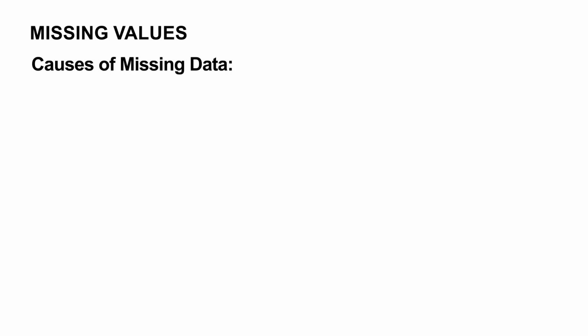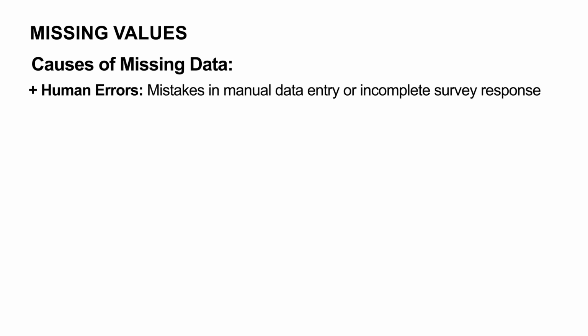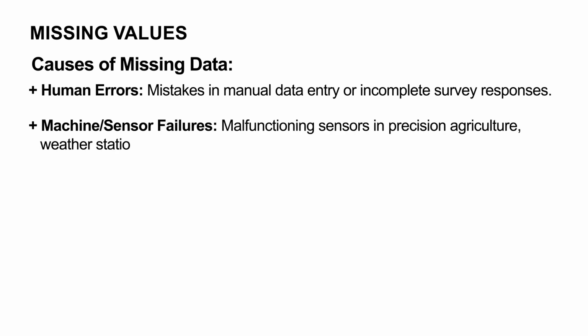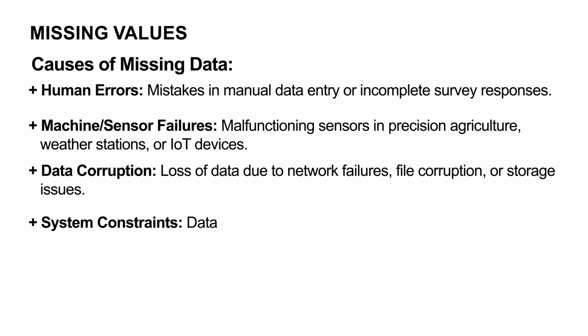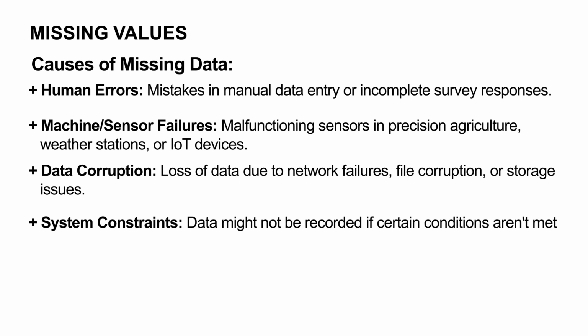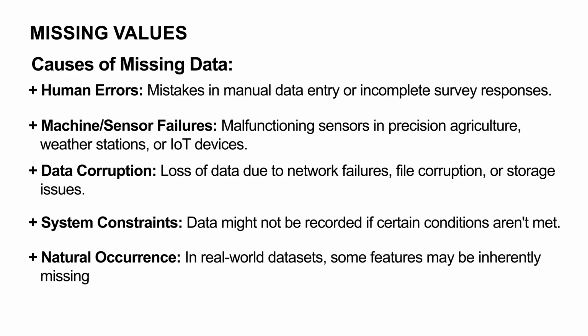Causes of missing data. Human errors: mistakes in manual data entry or incomplete survey responses. Machine sensor failures: malfunctioning sensors in precision agriculture, weather stations, or IoT devices. Data corruption: loss of data due to network failures, file corruption, or storage issues. System constraints: data might not be recorded if certain conditions aren't met. Natural occurrence: in real-world datasets, some features may be inherently missing due to external factors.